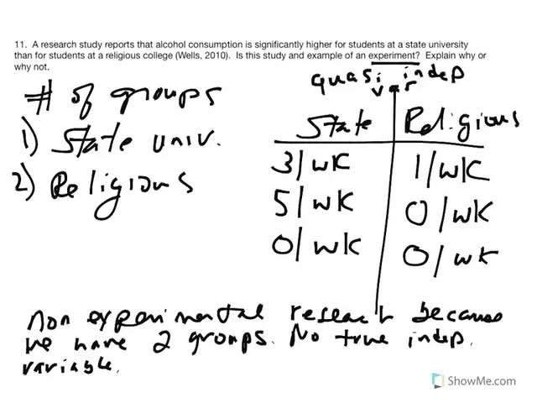Okay, so again, ask yourself, how many groups are you working with? Are those groups constructed by the researcher, and is the researcher able to randomly assign individuals into these categories? Or are you working with multiple groups and those groups are identified or defined by a quasi-independent variable, as in this case?